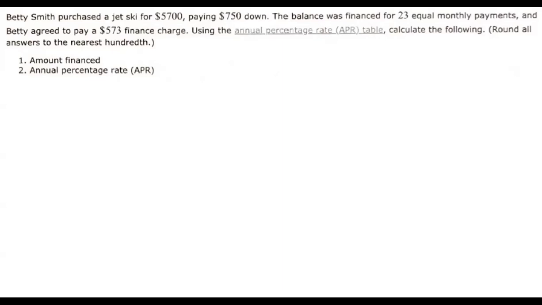Okay, so how do we do this? So first of all, how much do we need to finance? Okay, well, Betty is purchasing a jet ski for $5,700, so she's paying this much in down payment. So we just need to take those two numbers and then subtract them. Okay, so when we do that, we get 4,950. Right? Now to find the APR, the annual percentage rate, we have to go through these steps.